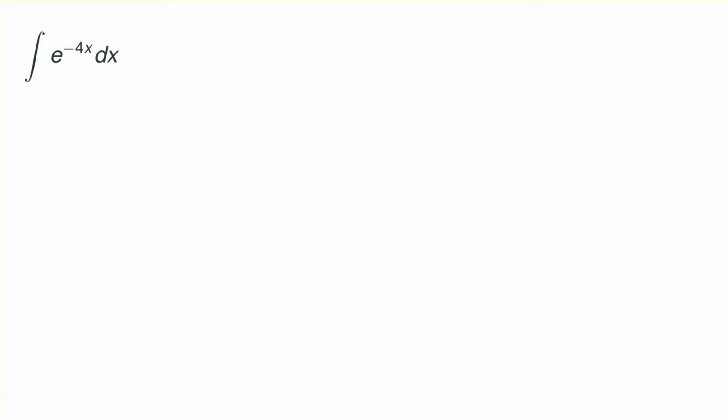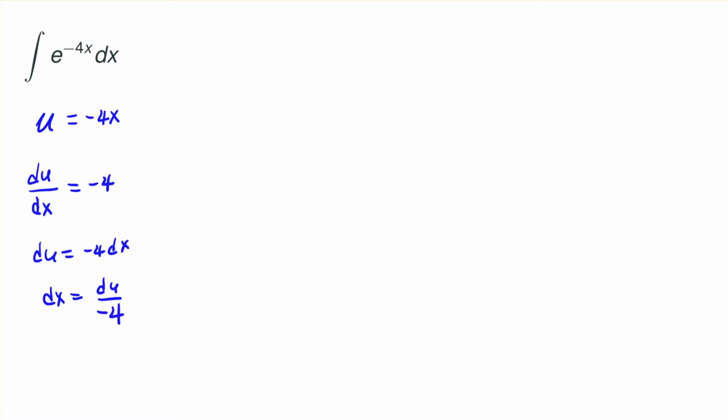Evaluate this integral. For this one, we're going to let u be negative 4x. Since it's a composite function, we have to use u substitution. If u is negative 4x, then du dx is negative 4, which means that we have du equals negative 4 dx. And we can also solve for dx. dx then is du over negative 4.